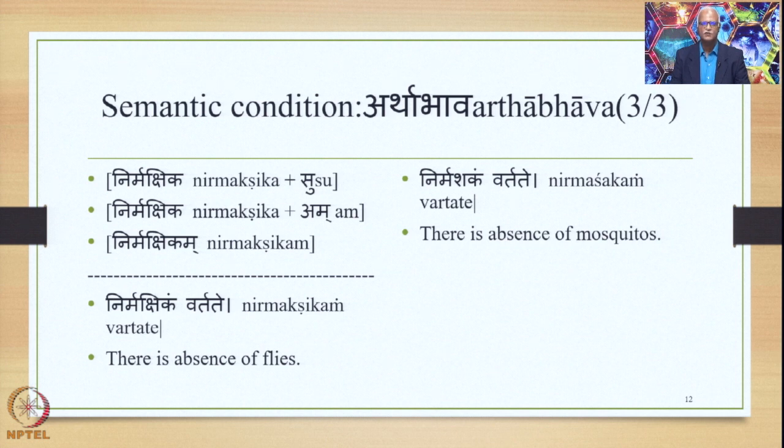When we use this samasa in a sentence, we can have the sentence like nirmakshikam vartate. There is absence of flies here. Similarly, nirmashakam vartate. There is absence of mosquitoes over here. So this samasa indicates that in this place there are no mosquitoes, nirmashakam, and there are no flies, nirmakshikam. Note that in this particular sentence, the avyayibhava samasa is acting as the kartrupada of the verbal root vrut.